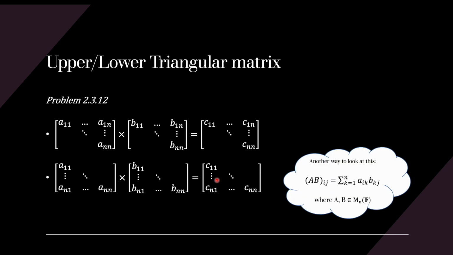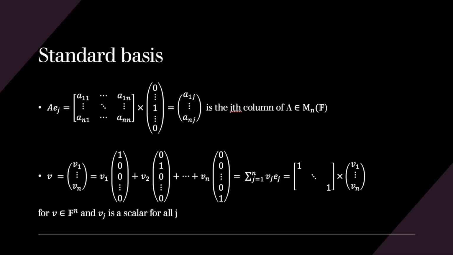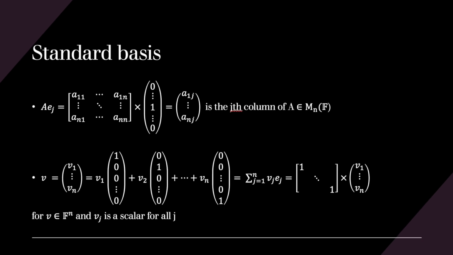In problem 2.3.12, we are asked to show that the product of 2 upper triangular matrices is an upper triangular matrix, and the same thing for lower triangular matrices. Because the definition of an upper triangular matrix provides conditions on i and j, we should use this formula to look at each individual entry instead of looking at the whole rows or columns of A and B.